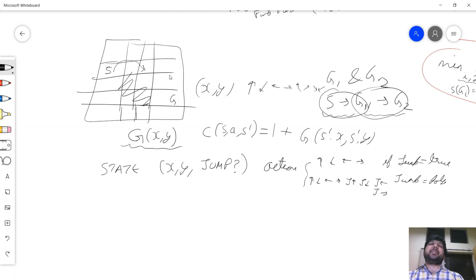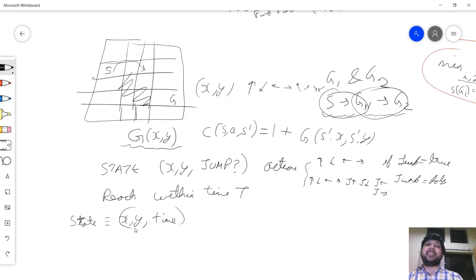Sometimes I may say that in the same question, you need to reach within time t. Now remember, there's a cost to go from source to goal. It's not the same as time. So you can only make 10 moves possible. So now my state becomes XY as well as the time.